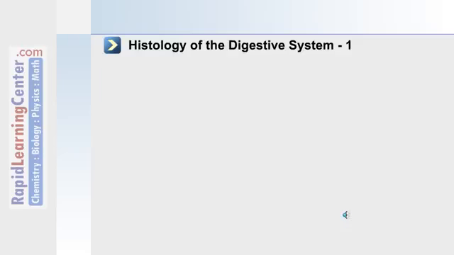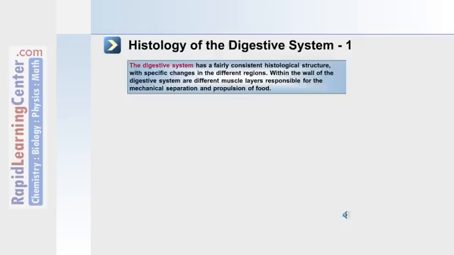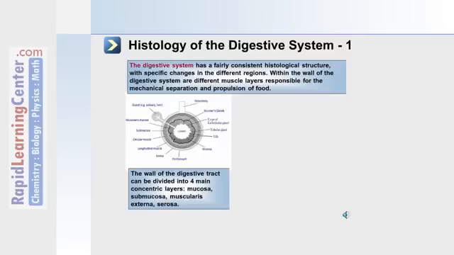The histology of the digestive system. Throughout the length of the digestive tract, the histology is very similar. It changes in some key regions. Muscular layers within the wall of the intestines and the digestive tract facilitate mixing movements and propulsion of food. Shown here in the diagram is a cross-section of the intestinal wall.